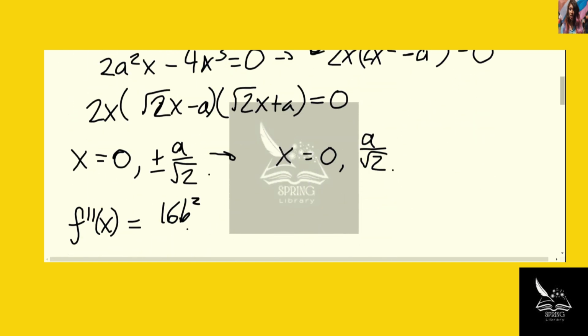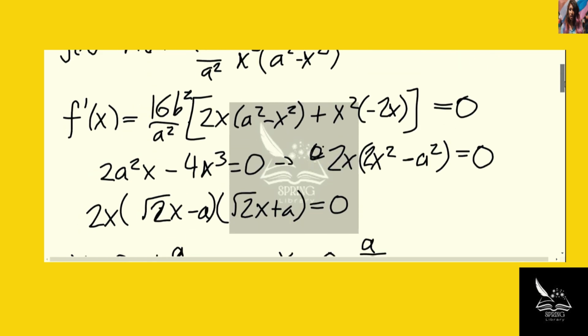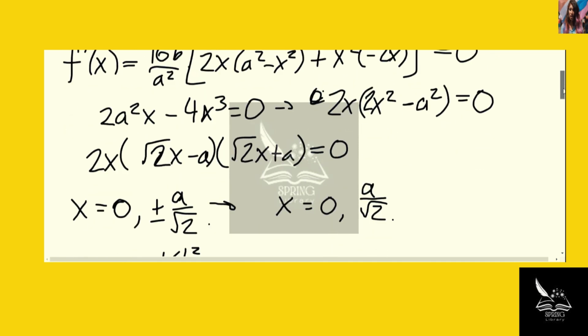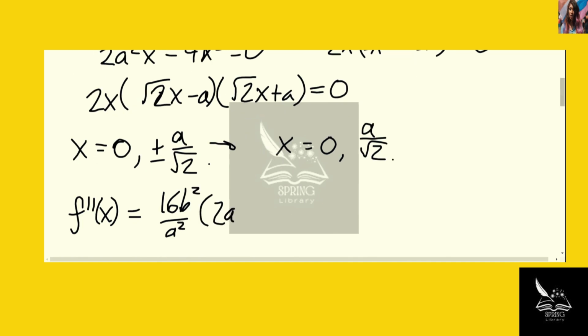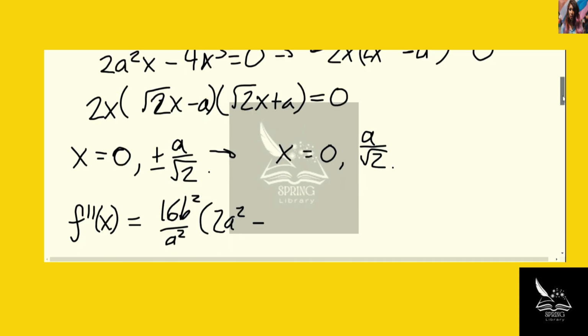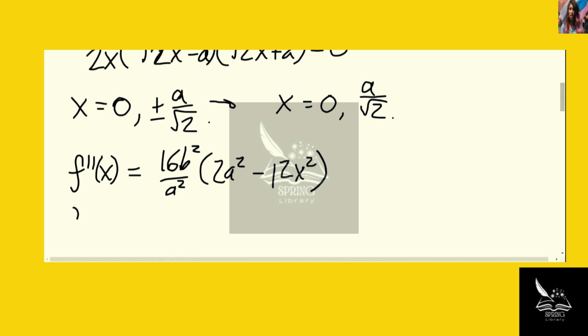This is 16b squared over a squared times 2a squared minus 12x squared, and we have the f double prime of 0. Well, this is 16b squared times 2, which is clearly greater than 0.